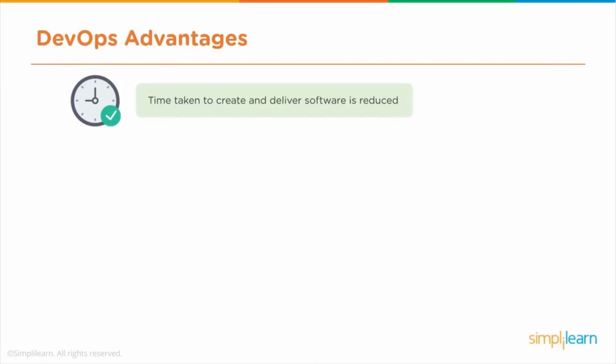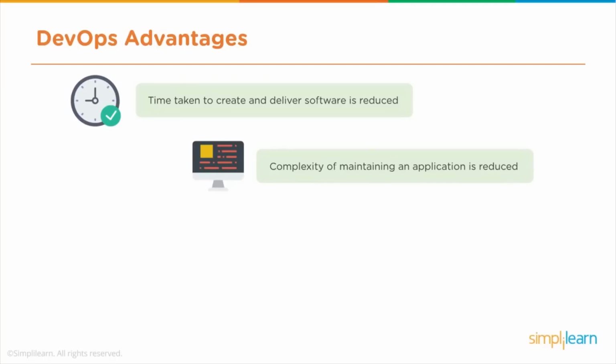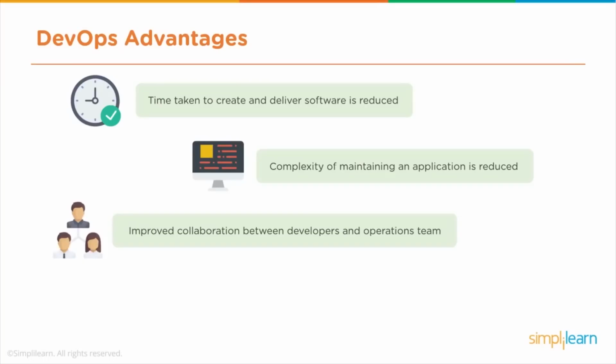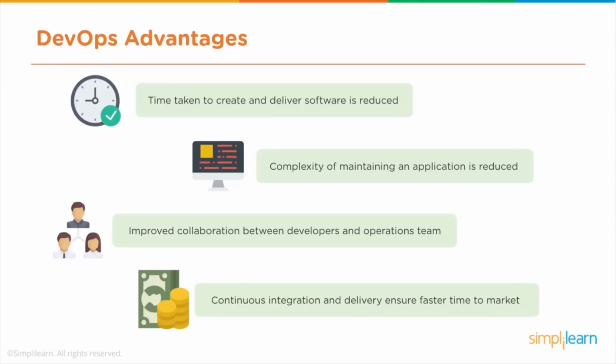So there are some key advantages that DevOps has. The actual time to create and deliver software is dramatically reduced, particularly compared to waterfall. Complexity of maintenance is also reduced because you're automating and scripting out your entire environment. You're improving the communication between all your teams, so teams don't feel like they're in separate silos, but are actually working cohesively together.